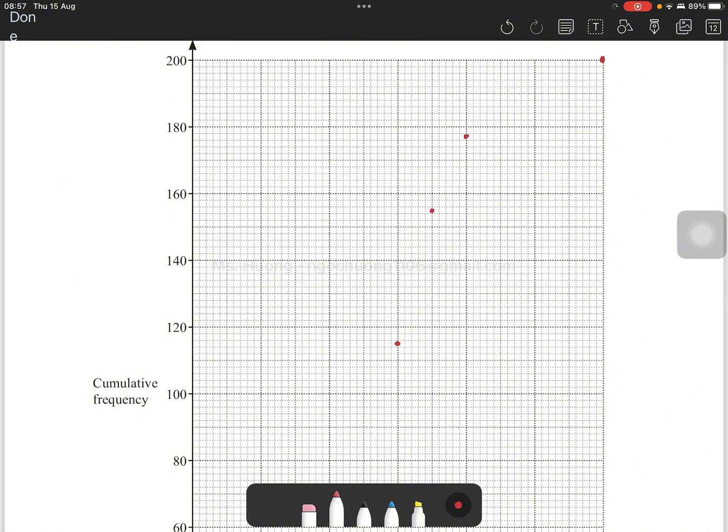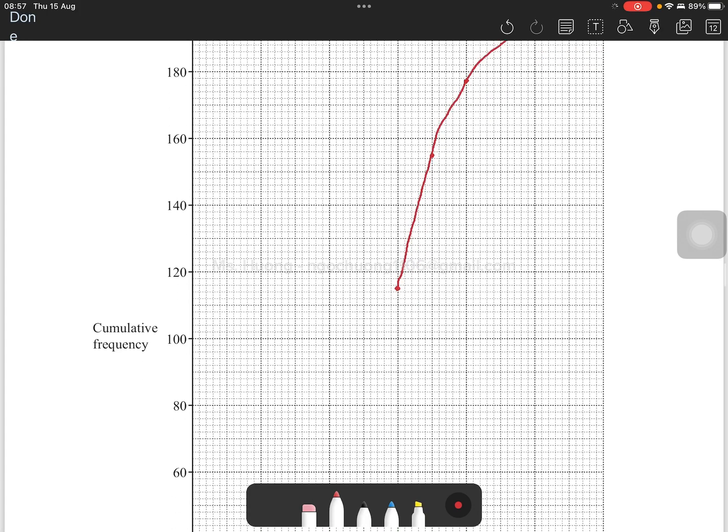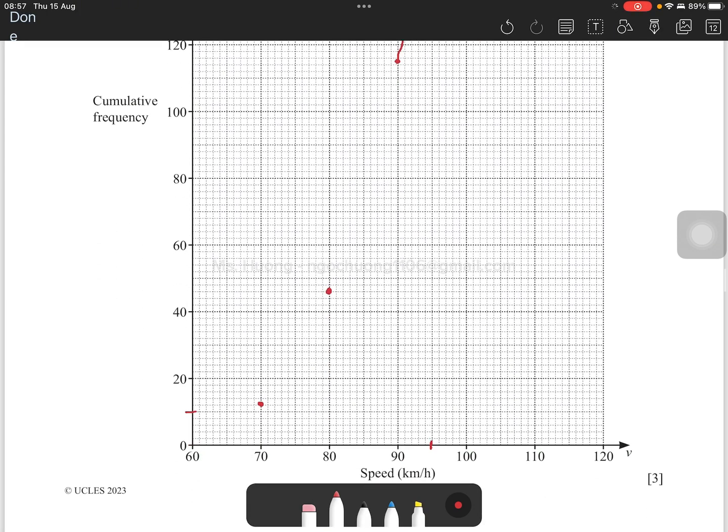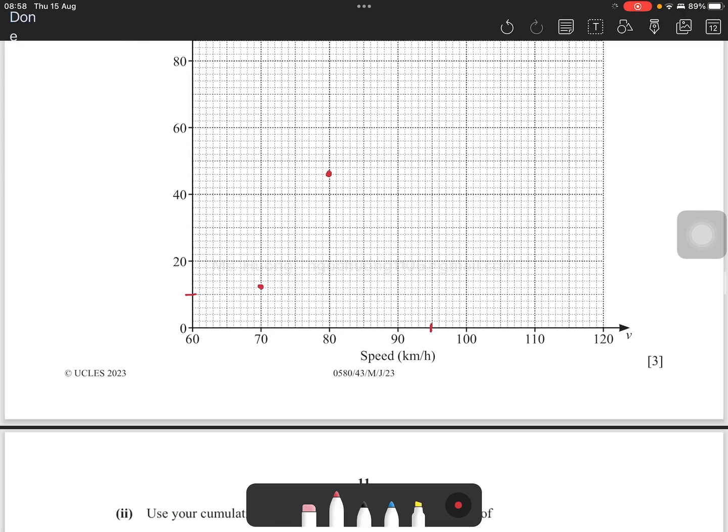So now we'll join these points using a curved line. So that's how we complete a cumulative frequency diagram.